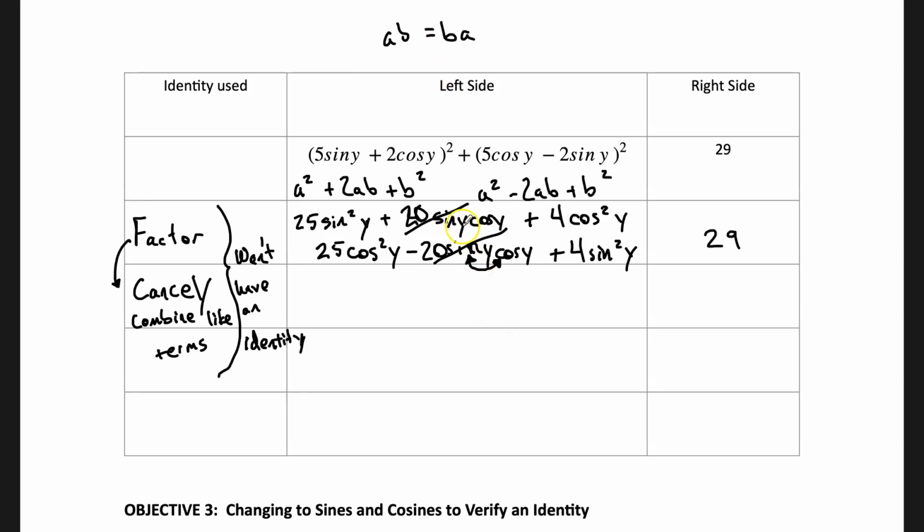Now, as far as combining like terms, we have a 25 sine squared here and a 4 sine squared here. Likewise, we have a 4 cosine squared here and a 25 cosine squared here. Since they're all positive, all of those numbers will add together, so the 25 plus 4 gives me 29 sine squared y, and likewise for cosine.